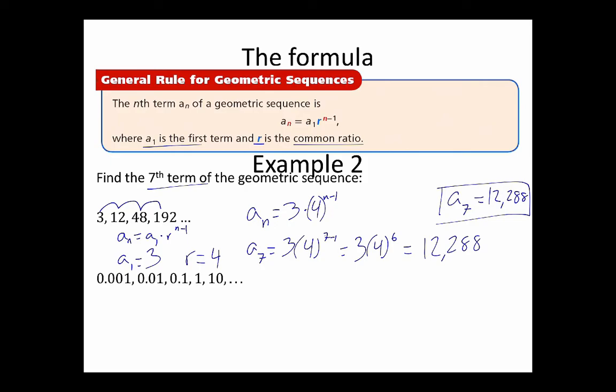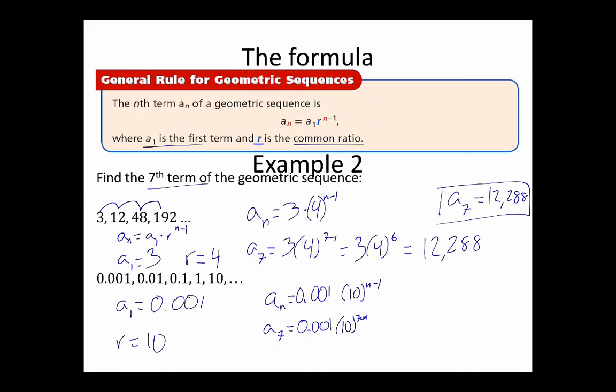For the second one on this page, we got 0.001, 0.01, 0.1, 1, 10. Using that same formula, we need to know a sub 1 and our r. A sub 1 is the first term in that list, 0.001. R, what are we multiplying by every time? We're multiplying by 10 every time. So plugging that into our formula, we got a sub n equals 0.001 times 10 to the n minus 1 power. Find the seventh term. A sub 7 is 0.001 times 10 to the 7 minus 1 again. So a sub 7 equals 0.001 times 10 to the 6th power.